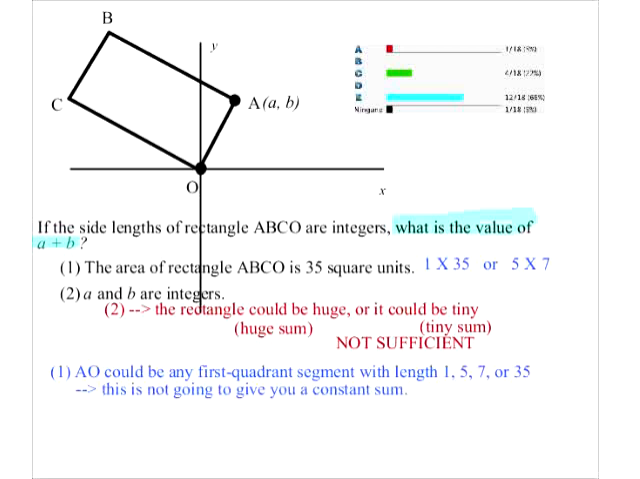All right. Questions about that? Smiley face if that makes sense. So this is also not sufficient. Okay.